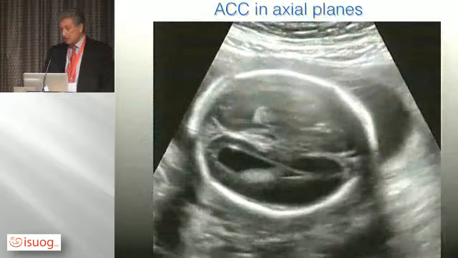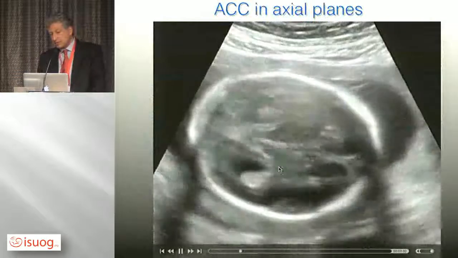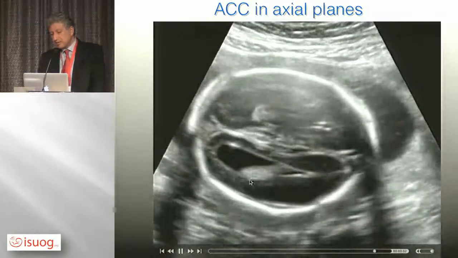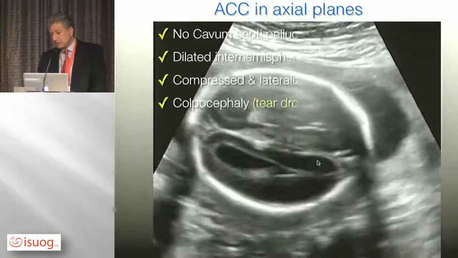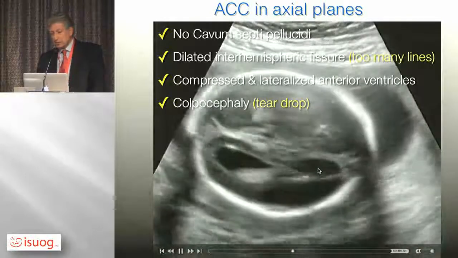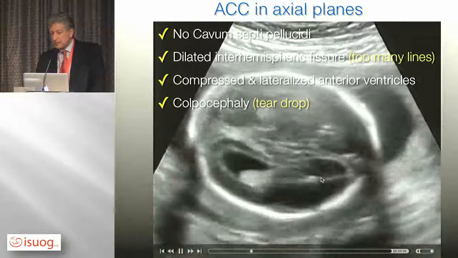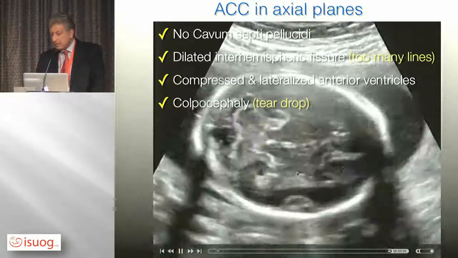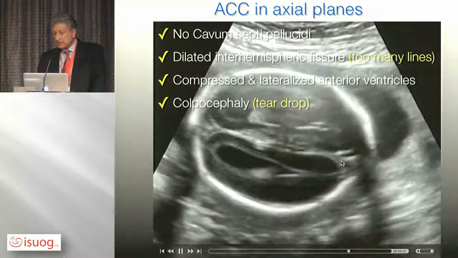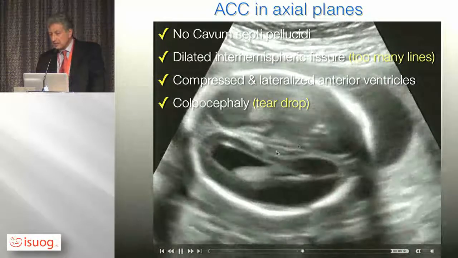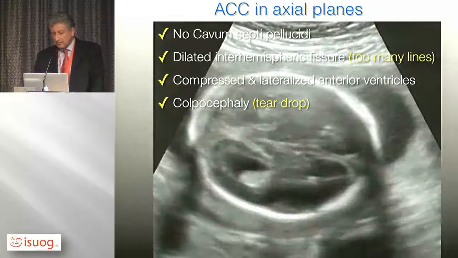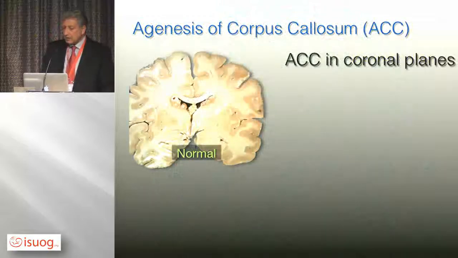Now, you see here a classical example. You see the teardrop sign, this typical shape of the ventricle, the compressed and lateralized anterior ventricles. We have the too many lines of the dilated interhemispheric fissure, and we don't see here clearly the dilated third ventricle. Now, what are the other plain signs?